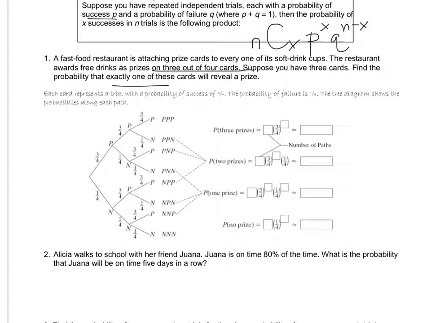So this tree diagram visualizes what's going on with this probability. What's the probability you get all 3 prizes? There's one path of success right here, and it's going to be 3/4 to the, and you're going to get 3 cards, so 3/4 to the 3rd power. So 1 times 3/4 to the 3rd power.